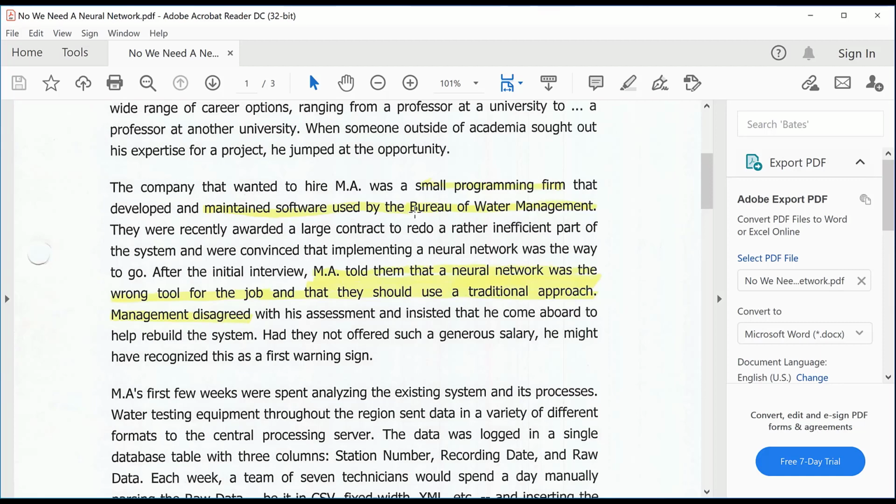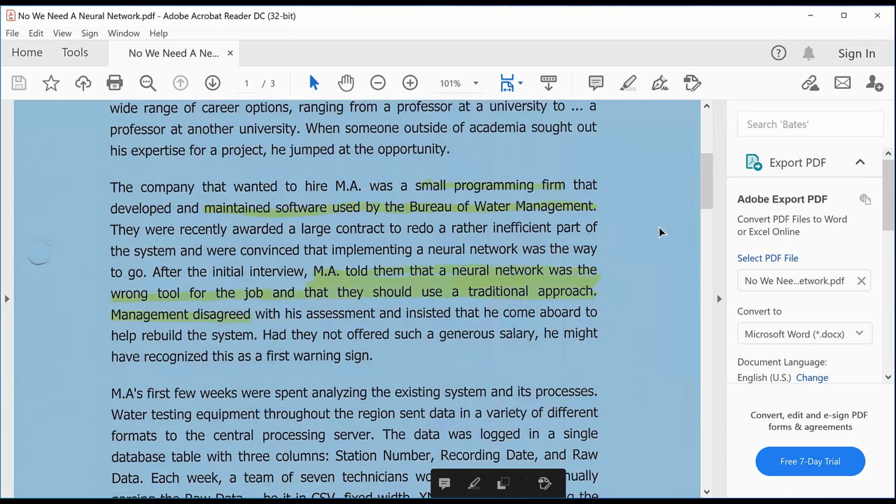And in fact, the major takeaway I want you to have beyond how do you do neural nets in this class is what is a good neural net application and what is not. So he said, what you're asking me to do is a waste of time. There are better ways to do this with simple statistical methods and calculation. I like this part. Had they not offered him such a generous salary, he might have recognized that that was a problem. But anyway, they offered him money.